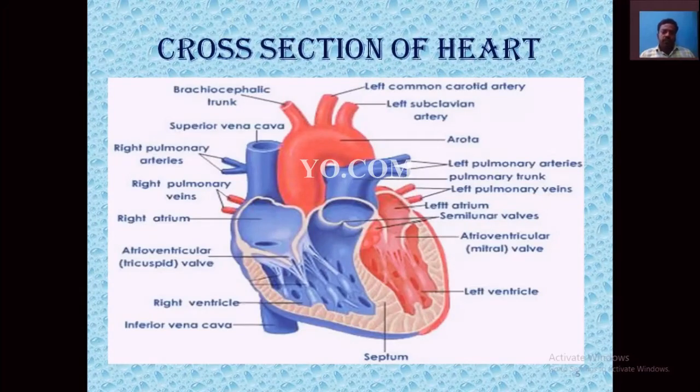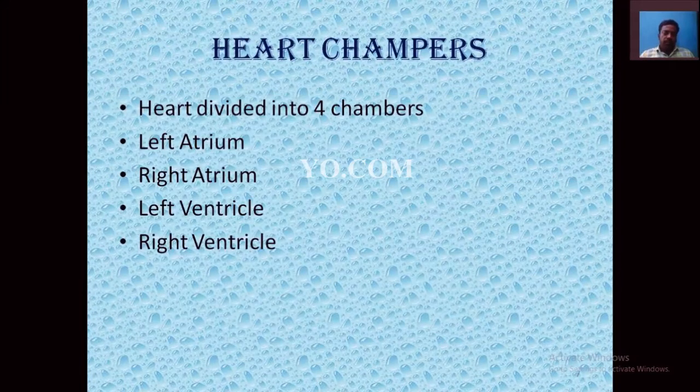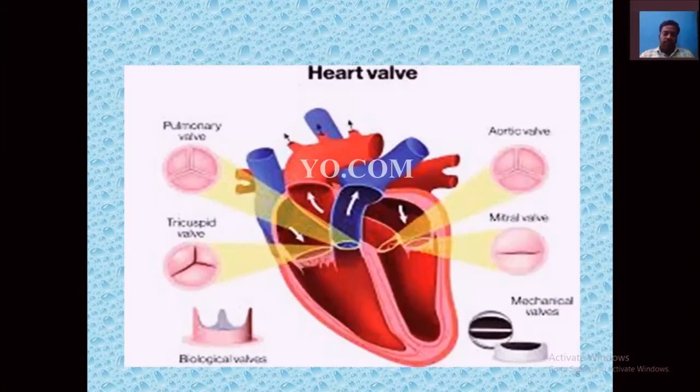This is a cross section view of the heart. We have four different compartments and some valves. We have already studied this in the previous session. These are the chambers of the heart. It has four chambers: left atrium, right atrium, left ventricle and right ventricle. Then the heart valves, around six different valves are used in our heart.